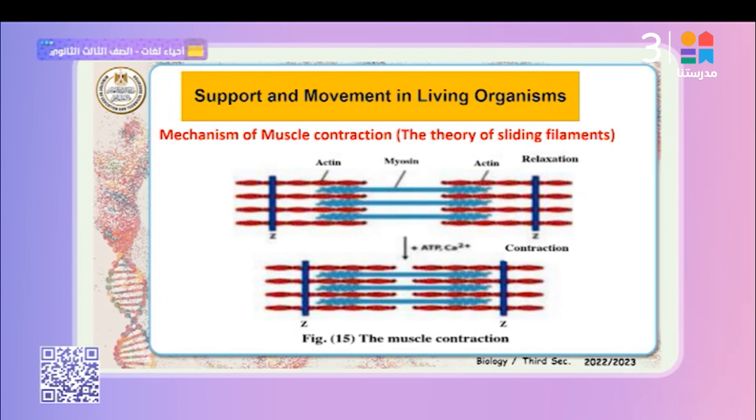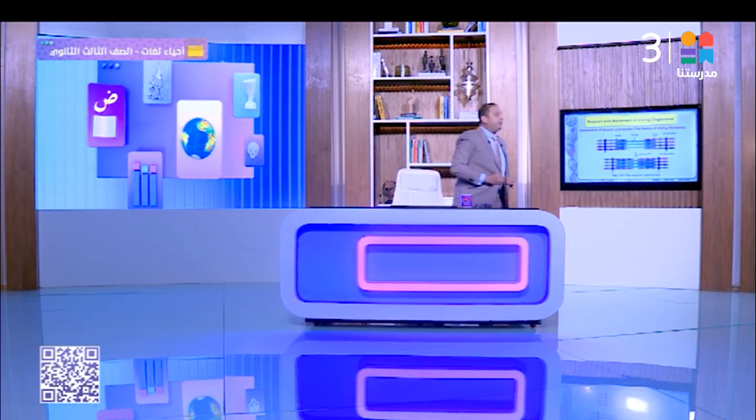There is a transverse linkage. What is the meaning of the transverse linkage? They are the protein filaments arising with the help of the calcium ions. Please focus on me.